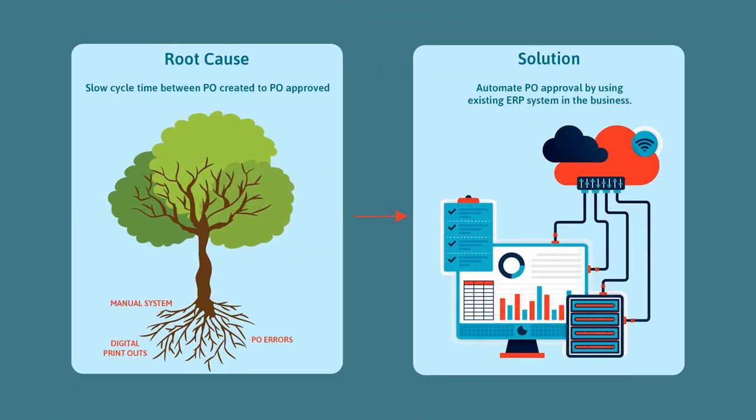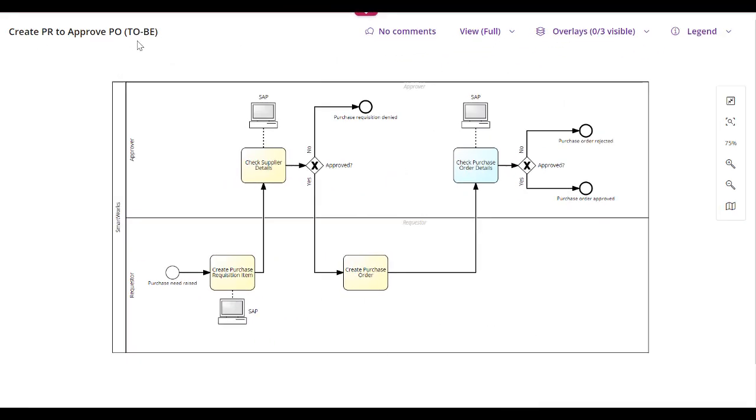Having identified the problem of slow cycle time of PO approvals, the root causes of this problem are the manual system used, digital printouts being made, and the resulting errors from the manual checks carried out. To mitigate this problem, SmartWorks can automate PO approvals by using the existing ERP system, increasing the quality and efficiency of PO approvals. The 2B process model represents the adapted process once the work package has been implemented. The PO approval is now done automatically using the SAP system, highlighted in blue, removing the need for the purchasing manager to be involved and reducing the errors in POs.